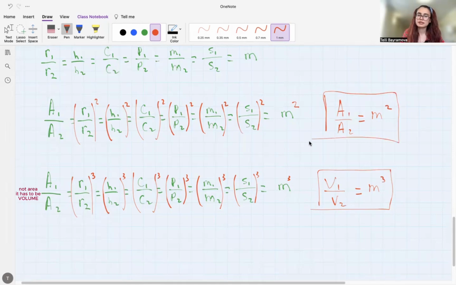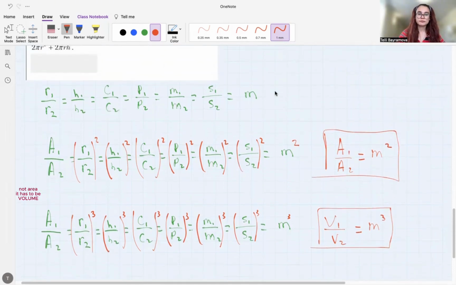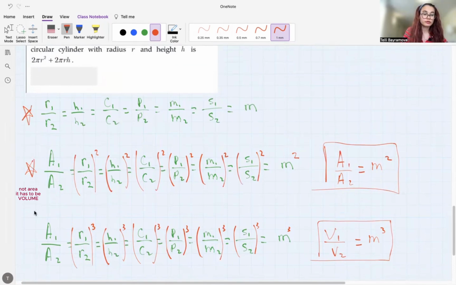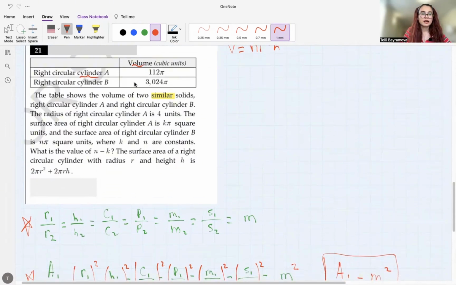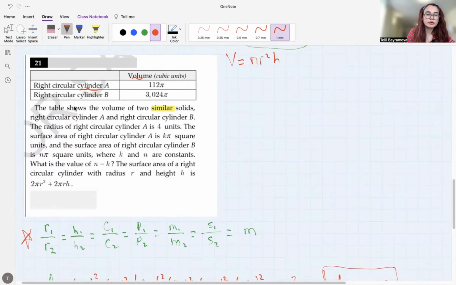As I said, in the exam, 80% you will see this question, okay? That's why it is really important. So let's look. Right circular cylinder A, cylinder volume. In the exam, it will be given that the volume of a cylinder is pi r squared height. Volume of A is 112 pi, volume of B is 3024 pi. They are similar, that's why these ratios will work. Okay, so the radius of right circular cylinder A is 4 centimeters. Let's write radius is 4 centimeters.